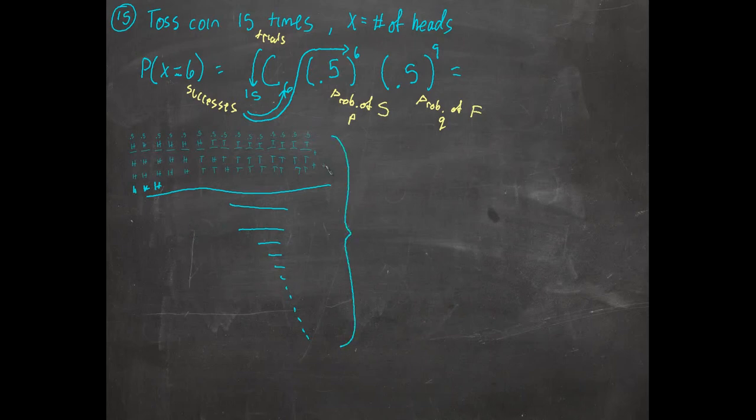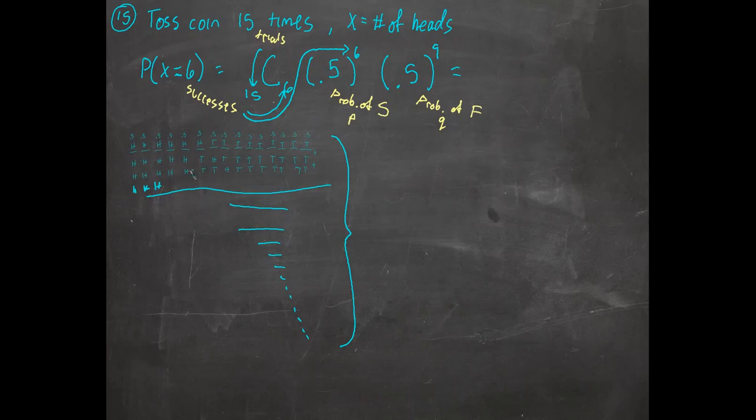Well, I would take all of these, which have the same probability, that's what you want to keep in mind. All of these are 0.5 times itself 6 times, and 0.5 times itself 9 times, and multiply that together. So all of these have the same probability, every one of these. So if we knew how many there were, we could just take that probability and multiply by the number of ways that you can get 6 heads out of 15.